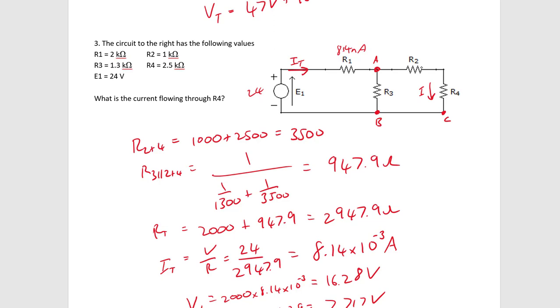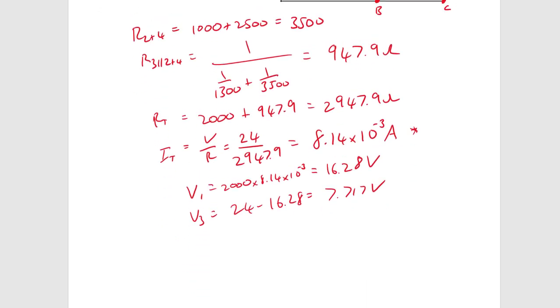But what we need to figure out now is what is the current going through between A and C. There might be other ways I can figure this out, but all I can immediately think about doing is, if I know the current going into A is going to be the 8.14 times 10 to the negative 3 amps, I should figure out what the current is going through R3, since I know the potential difference. So I'll say, okay, the current going through resistor number 3 is going to be V divided by R3. So I know the voltage, which is 7.717, and I know the resistance, which is the 1300.